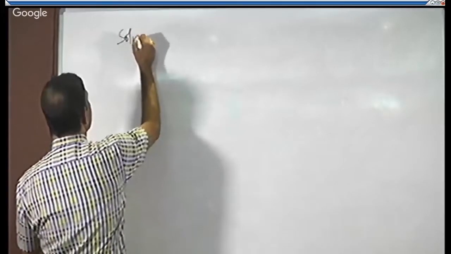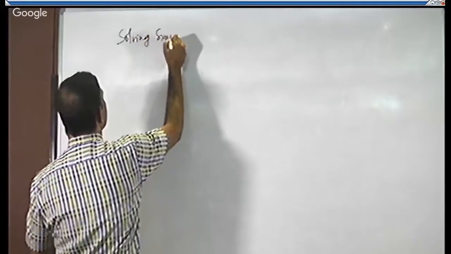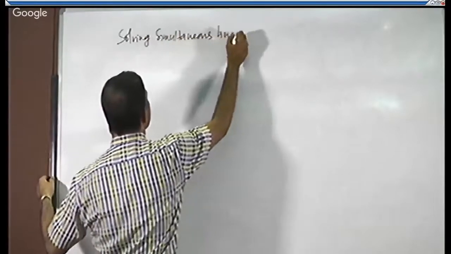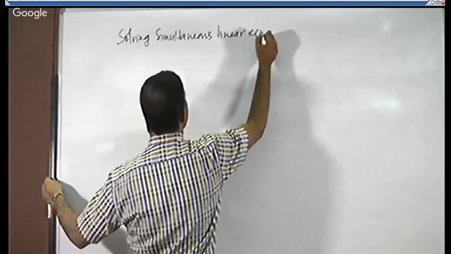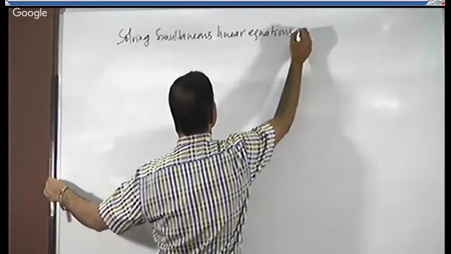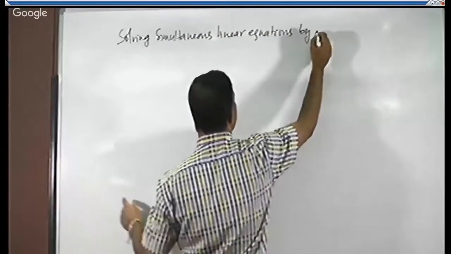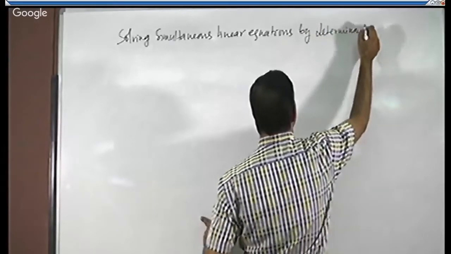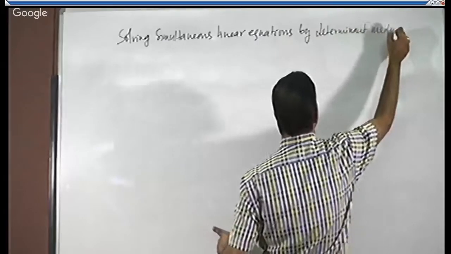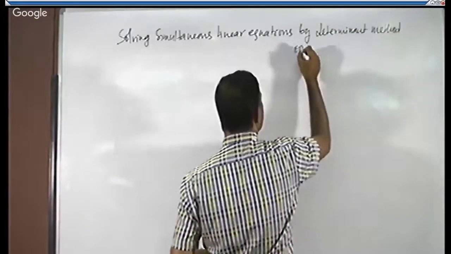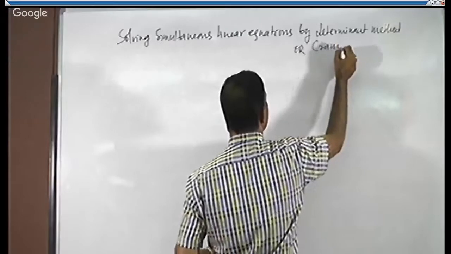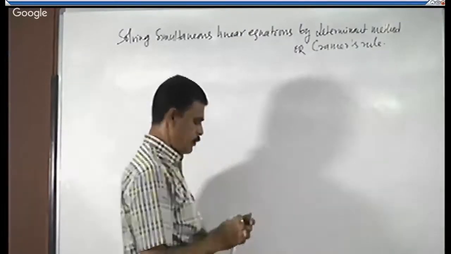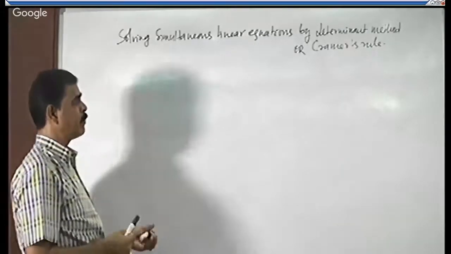Solving simultaneous linear equations by determinant method, or it is also called Cramer's rule. Solving simultaneous linear equations by Cramer's rule.